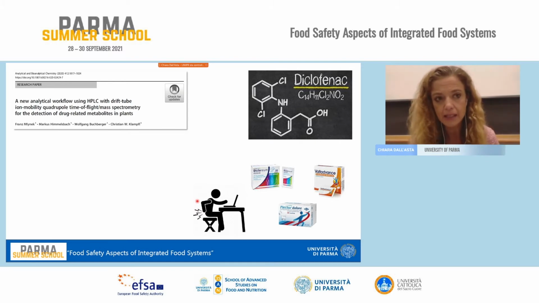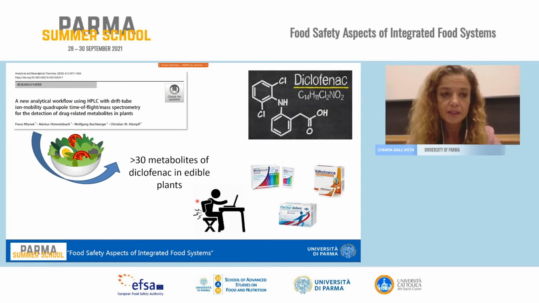This is a study from last year, one of the first studies in the field of food science, let's say, about the ability of edible plants, in particular vegetables, to uptake a pharmaceutical drug, diclofenac. It's for your back pain. They take it up from the water and bring it into the edible tissue.